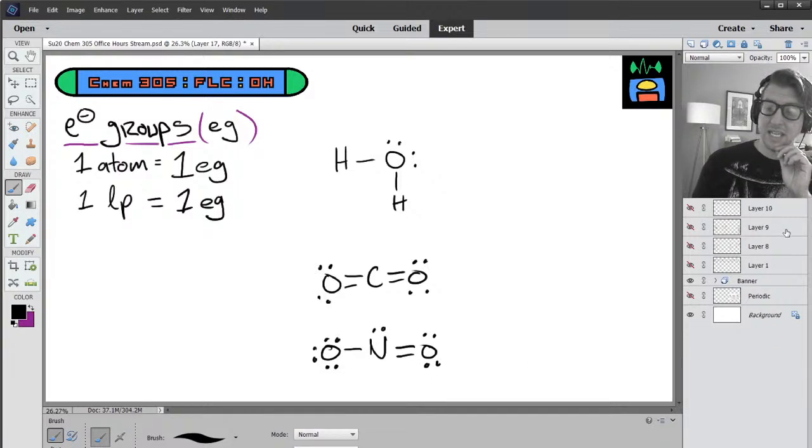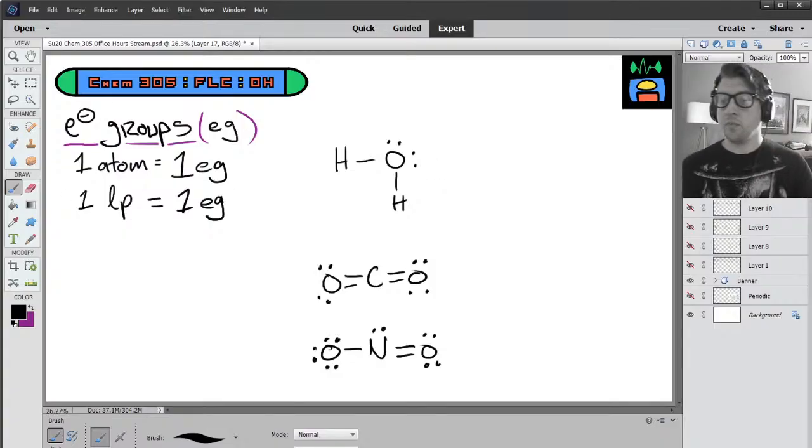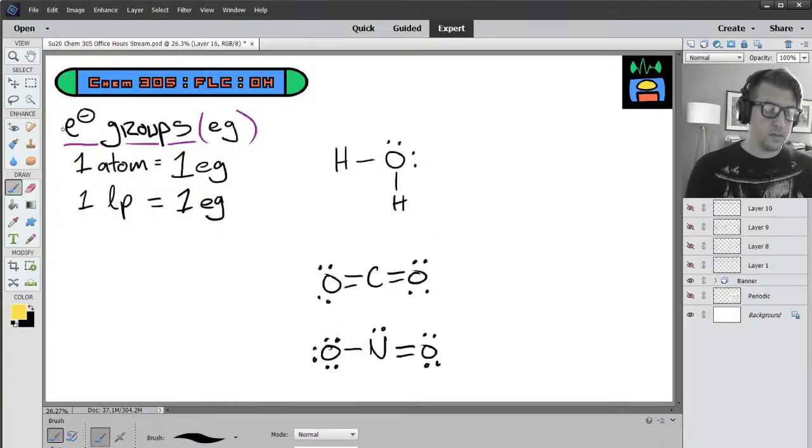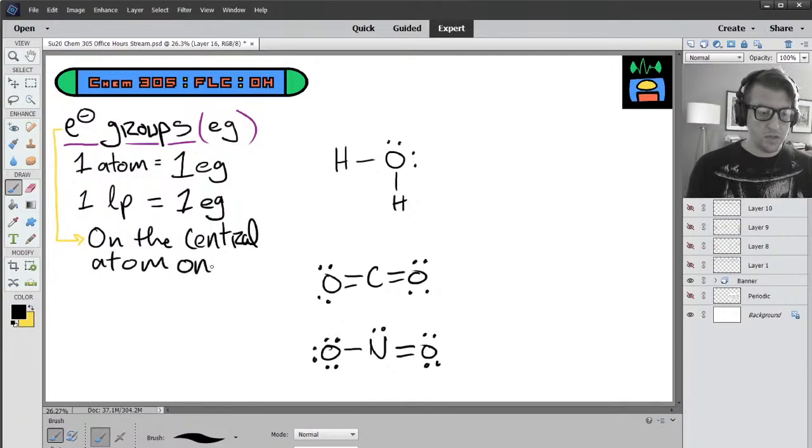And I guess I should state this explicitly. When you're counting the number of atoms and number of lone pairs, something that you should keep in mind: we are only concerned about the atoms and lone pairs on the central atom. On the central atom only.